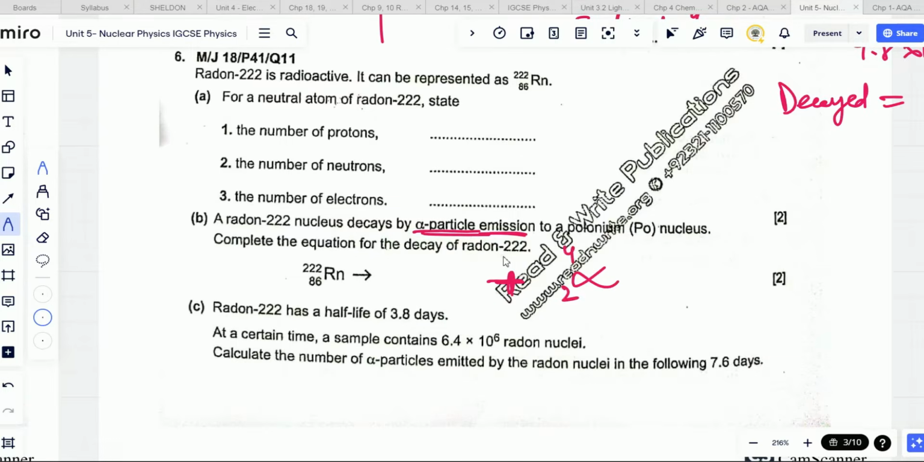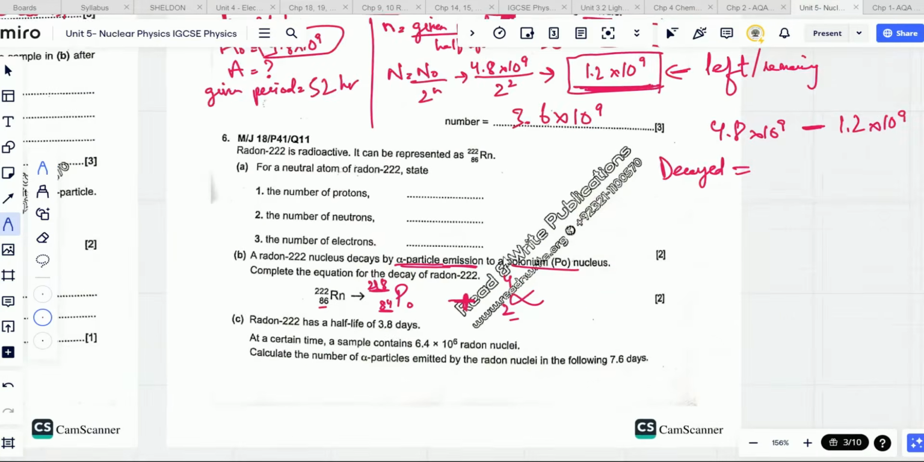What is it producing? Polonium, that is Po. So you write Po. What do I write here? 222 minus 4, 218. 218, very good. And what about this part? This is 86, this is 2. 84. 84.